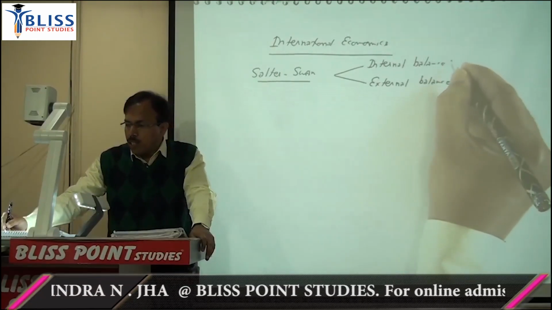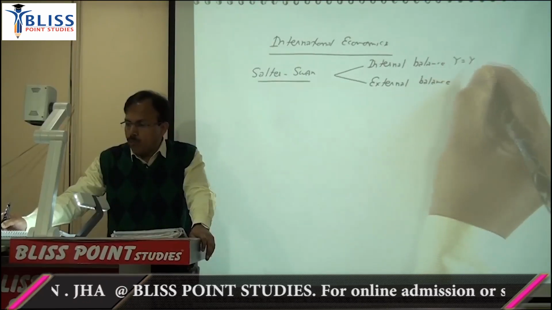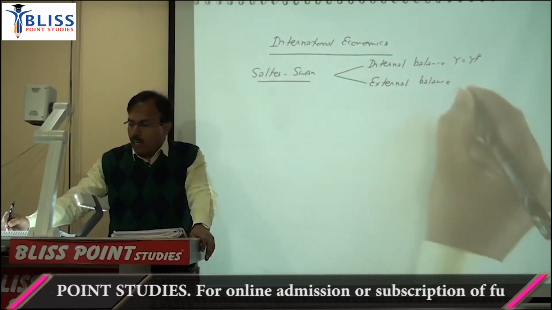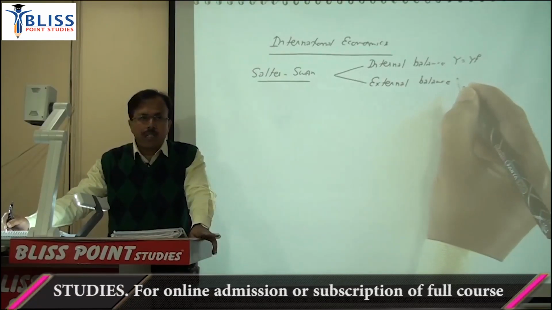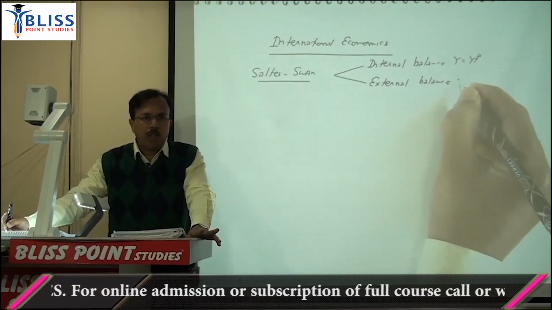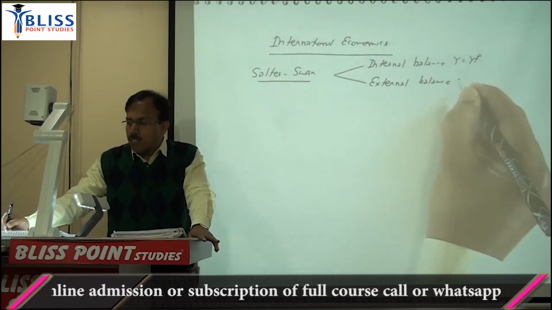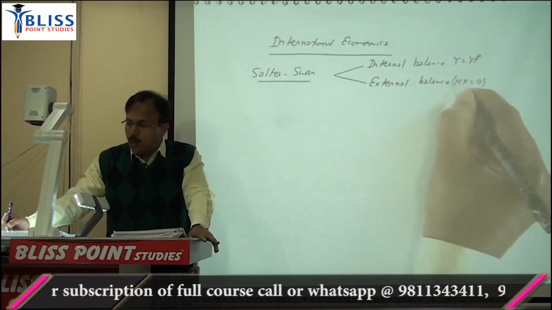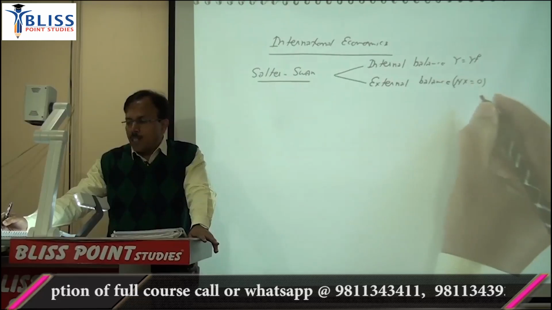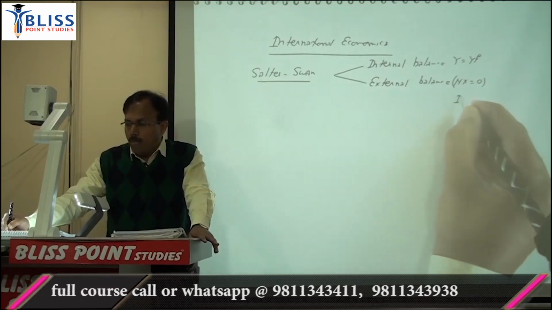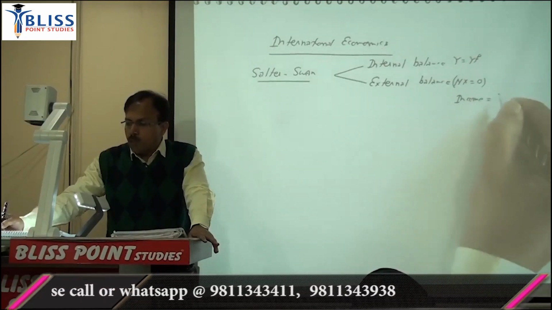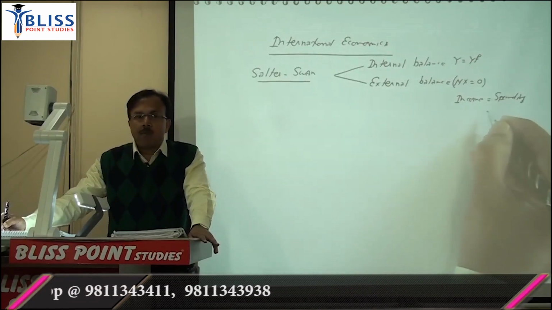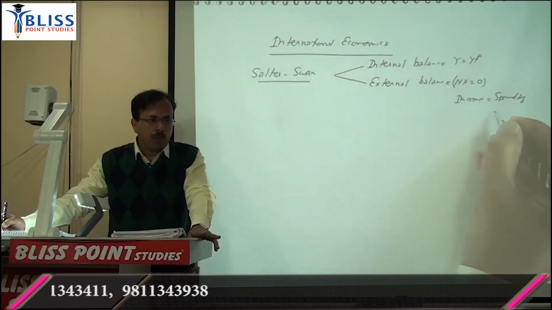Internal balance requires that Y must be equal to full employment output, the value of Y must be equal to Yf, and external balance requires that trade must be balanced, so X minus M must be equal to 0. So external balance is basically equality, or simply say net export has to be equal to 0, and net export will be equal to 0 only when income will be equal to spending, and that spending is called absorption. C plus I plus G is absorption also.